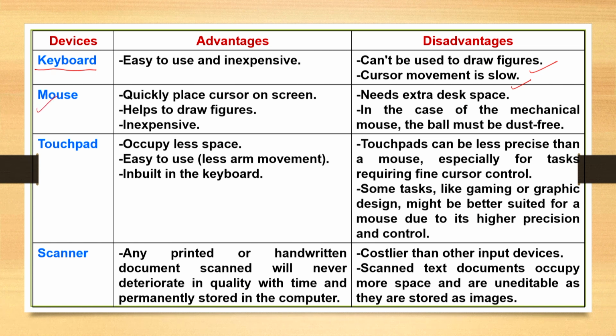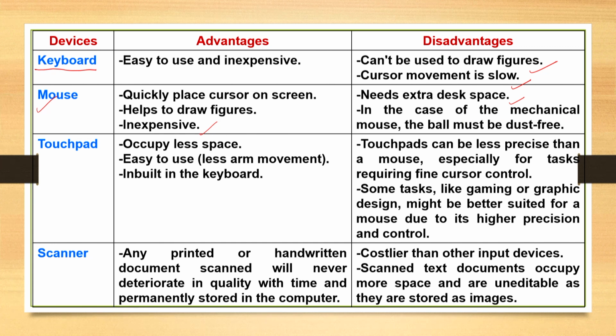Next one is mouse. Mouse, it may be wired or it may be wireless. It is inexpensive, helps to draw figures and quickly place the cursor on the screen. But what is the disadvantage? It needs extra space on your desk.